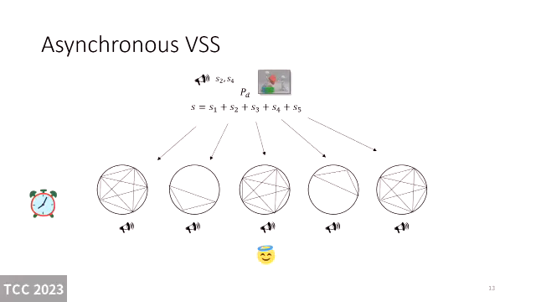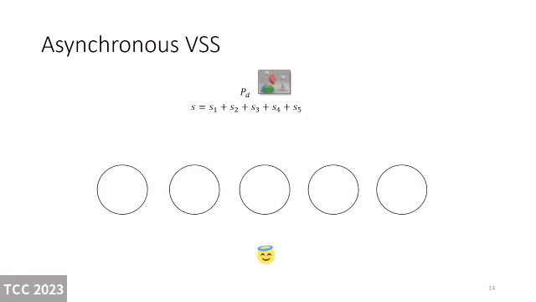But this does not work in an asynchronous network since we cannot rely on any timing assumptions and the dealer does not know when it's safe to broadcast these shares. So in an asynchronous network, the VSS would be like this, where the dealer will send the share, just like the synchronous case, to all parties in each sharing set.